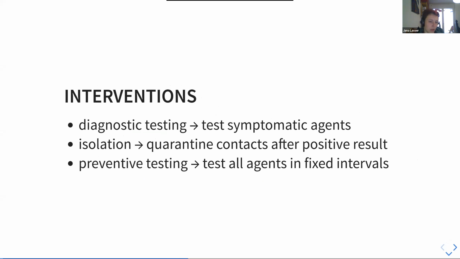Now, what we want to do is find out what the most efficient interventions are in such a system to prevent the spread of such an infection. We have a couple of things that we can do to intervene. First of all, we have diagnostic testing. If an agent shows the typical COVID infection symptoms like dry cough, loss of smell, fatigue, fever, we can test this agent. If the agent returns a positive result, we can quarantine all the contacts of this agent because there is a high risk that they will have contracted the disease by that point in time, and it's good to quarantine them to prevent the spread of the infection.